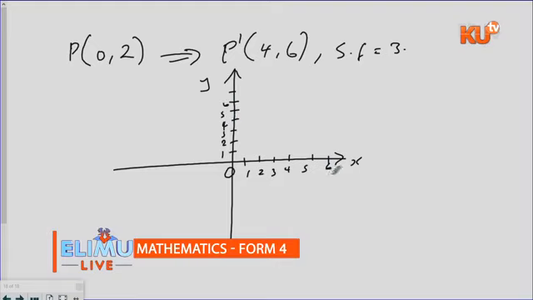So we have the point 0, 2, that is our point P. And then we have a point P prime, which is 4, 6. 4, 6 is somewhere here. This is where you have 4, 6, P prime. And then this is the point P.